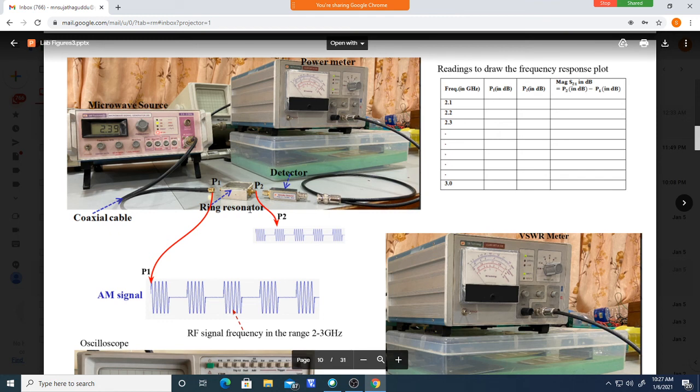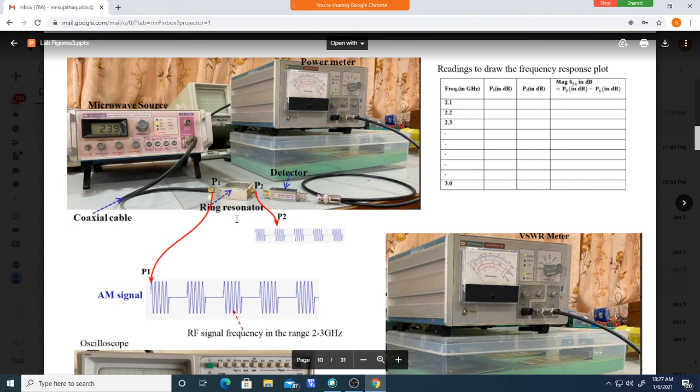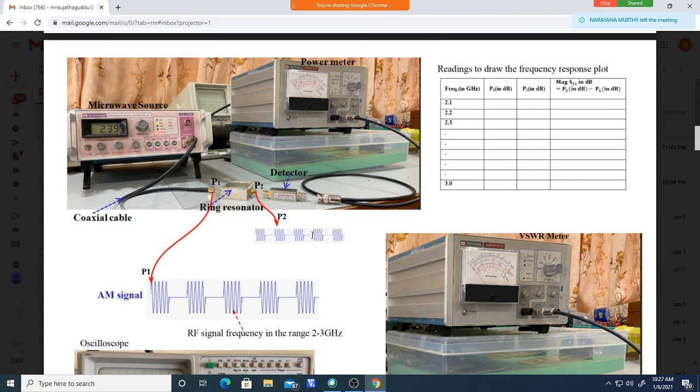At resonant frequency, you will be getting maximum output. At other frequencies, the amplitude of the output may be lesser. Feed this signal to here, because this amplitude, P2, may be higher or lesser based on the frequency. Based on resonant frequency, we will get higher amplitude. But you should measure how much power is in the output waveform.